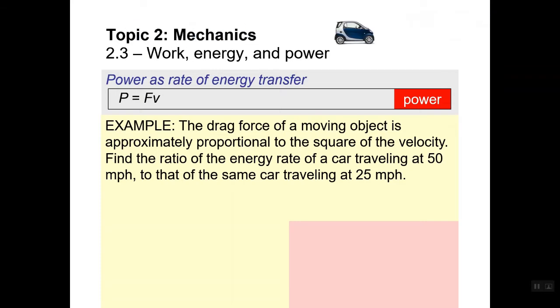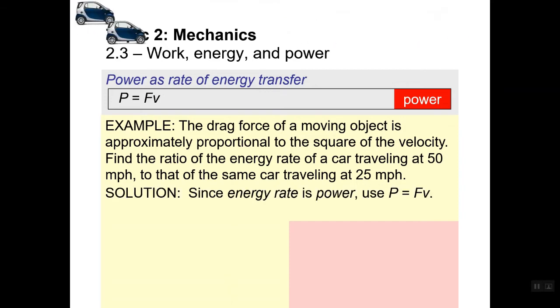The drag force of a moving object is approximately proportional to the square of the velocity. Find the ratio of the energy rate of a car traveling at 50 miles per hour to that of the same car traveling at 25 miles per hour. The question is asking to find the ratio of the energy rate. The energy rate is power, and we learned that power equals force times the velocity.